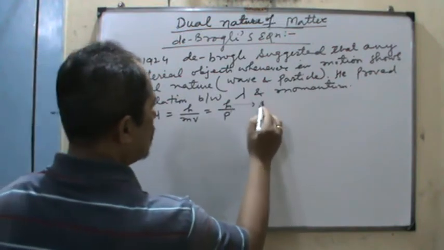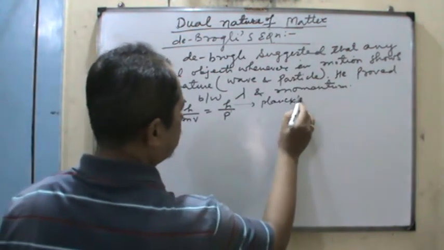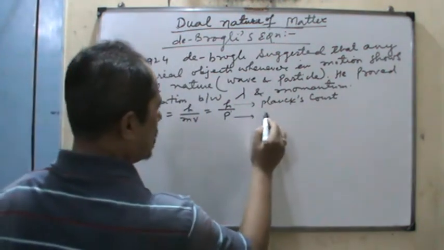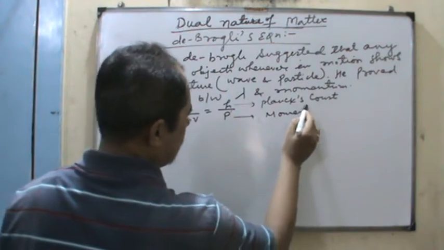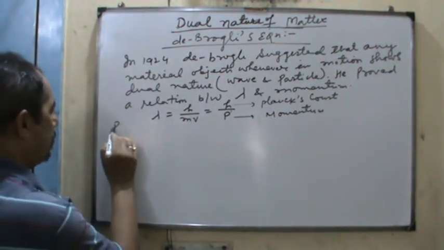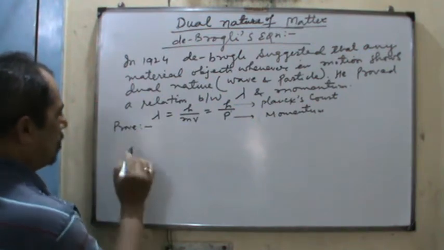H is the Planck's constant, and P is the momentum. So, prove the de-Broglie equation.